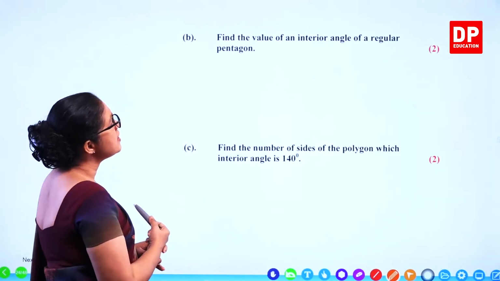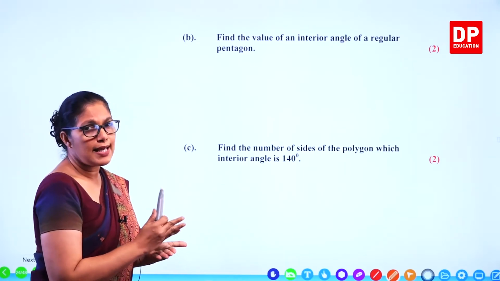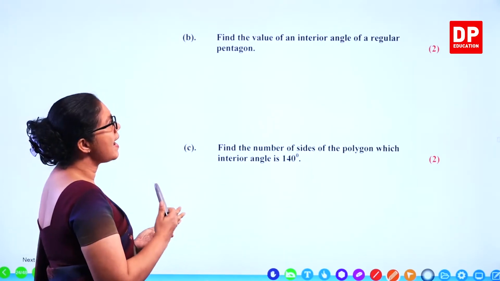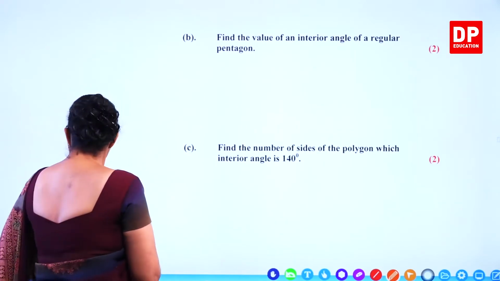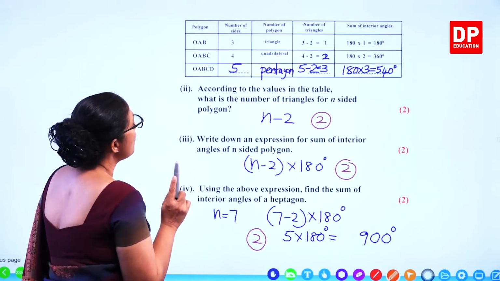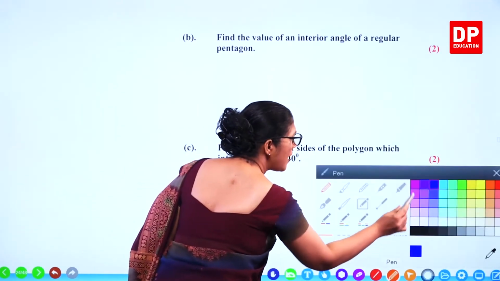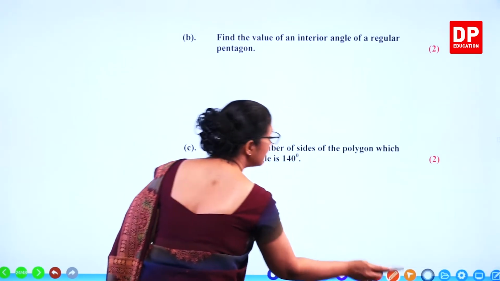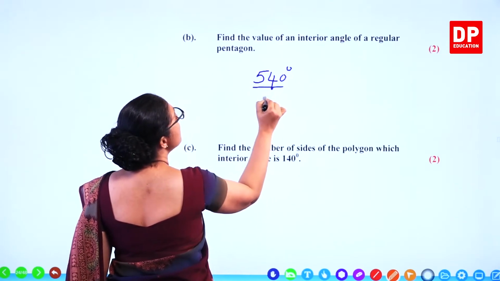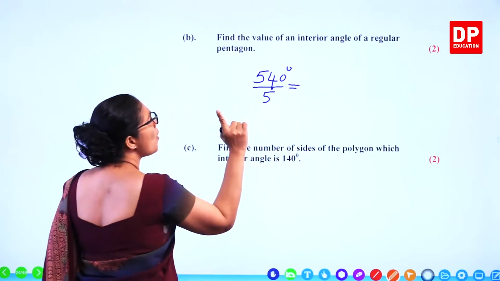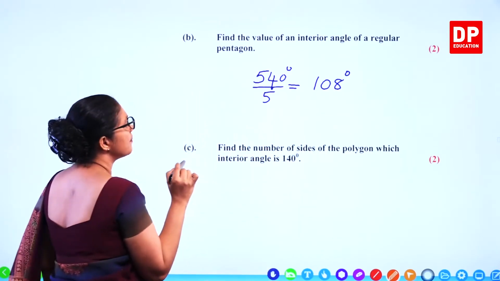Find the value of an interior angle of a regular pentagon. Regular means all sides are equal as well as all interior angles are equal. We found out the sum of interior angles of a pentagon is 540. 5 angles are there, all are equal. So, 540 divided by 5. That's 1 angle, 108 degrees.